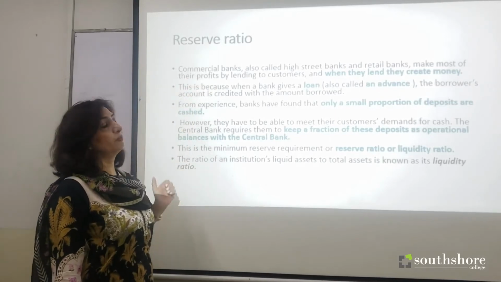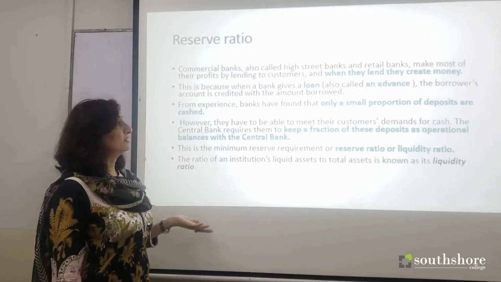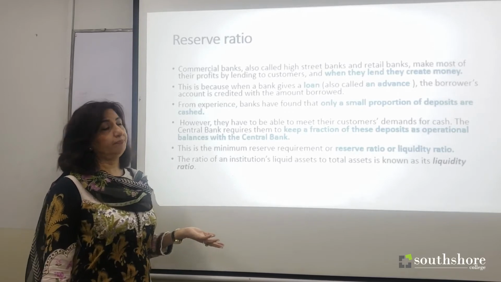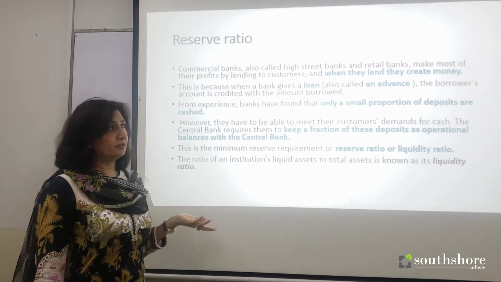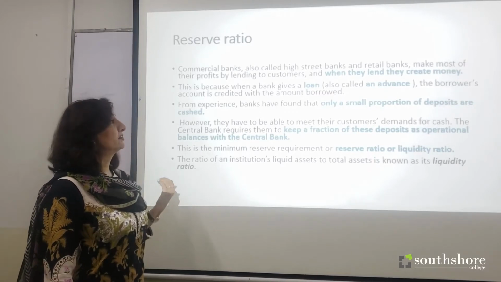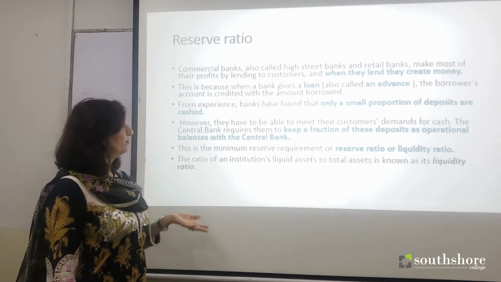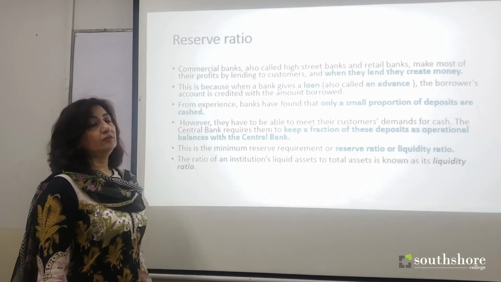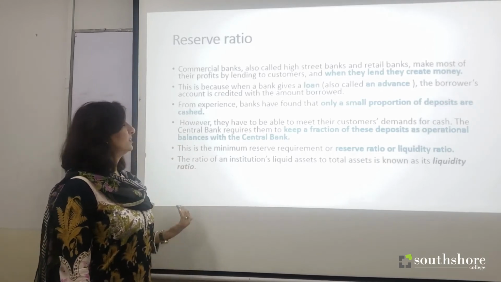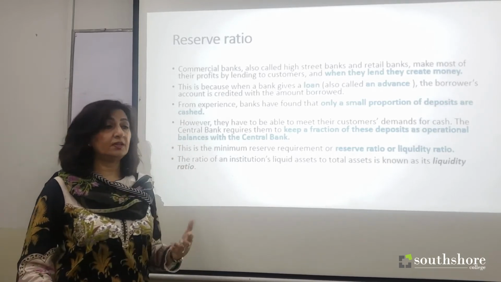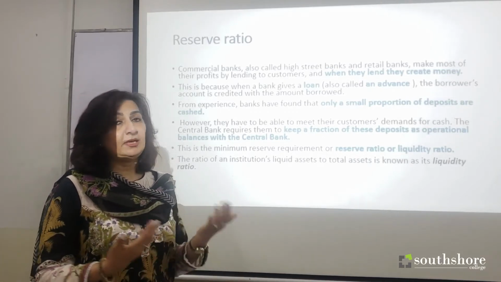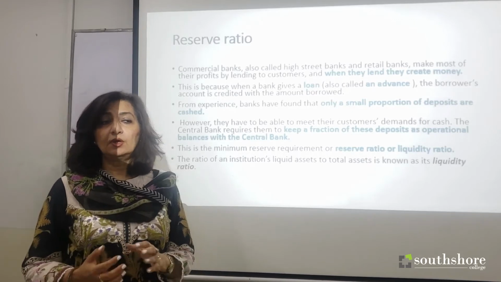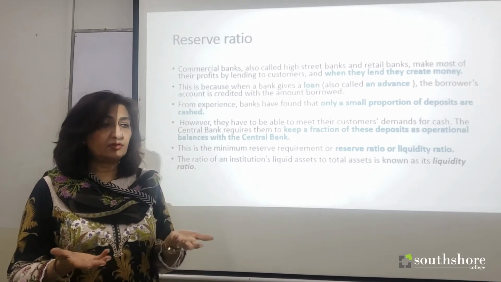Commercial banks, called high street banks or retail banks, make most of their profits by lending to customers, and when they lend, they create money. This is because when a bank gives a loan, which is also called an advance in the textbooks, the borrower's account is credited with the amount which he has borrowed. From experience, banks have found that only a small proportion of deposits are cashed. This means they are not expecting everyone to arrive on the same day and ask for all their money back. That will not happen. So they know that they will have extra cash with them.